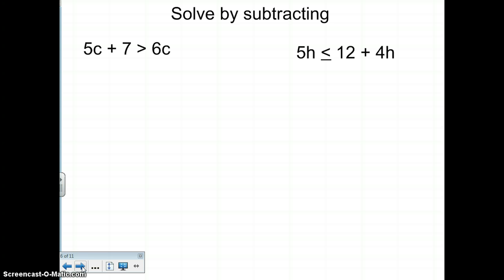Continuing on, these two problems we need to solve using subtraction. We might notice that I have variables on both sides, so I need to move the variables to one side of the equation. We can subtract 5c, subtract 5c, and that will leave us with 7 is greater than c. Again, some of us like to rewrite it as c is less than 7. We don't need to, but certainly can.